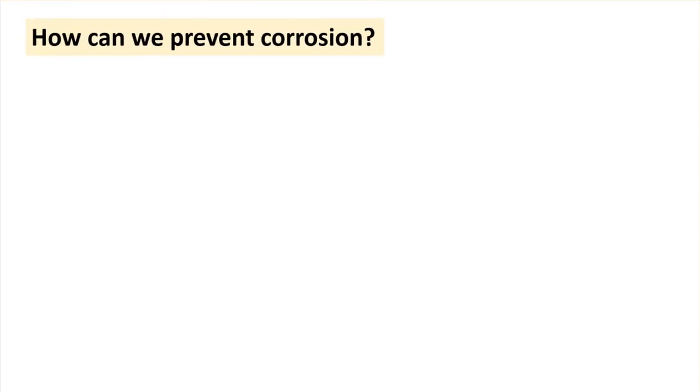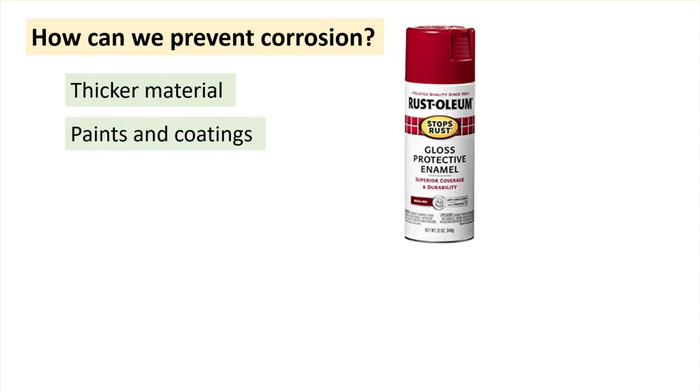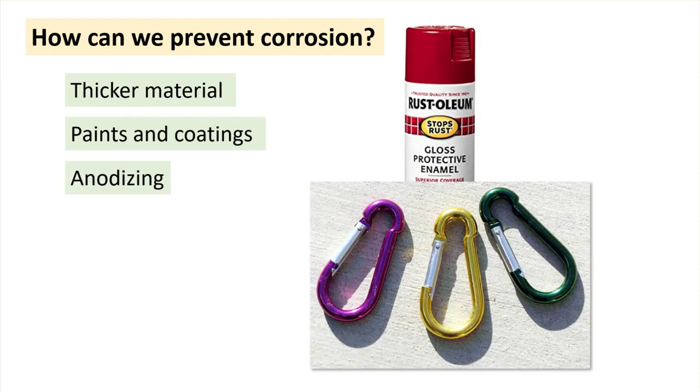So how can we prevent or at least slow down corrosion? Well, we can make the material thicker so that it takes longer for it to corrode. We can apply paints and coatings to try to shield the metal from the environment. We can anodize the metal, which thickens the naturally occurring oxide layer. This works great for metals that create a protective oxide layer. You can tell if a metal has been anodized if it is colored, but it doesn't look like it's been painted or coated with anything. We can use cathodic protection.